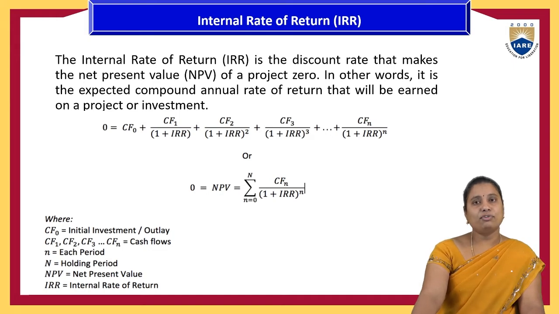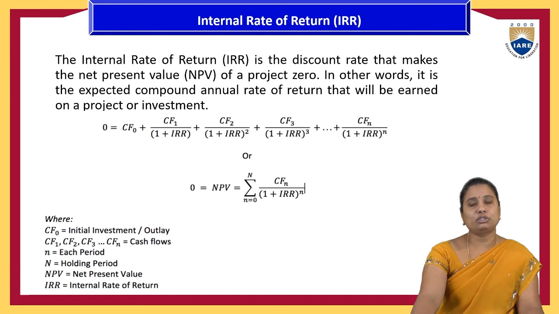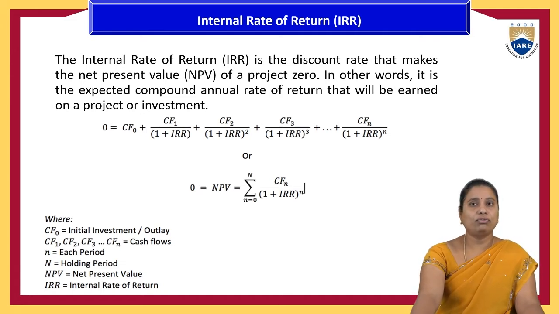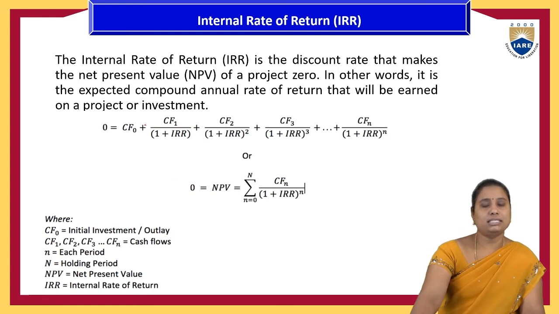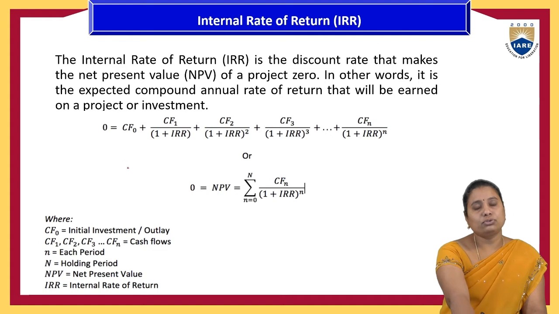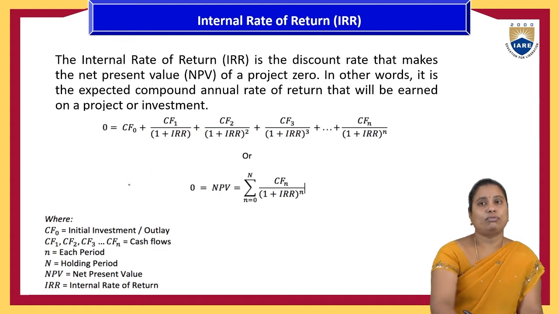Here CF0 means the initial investment at the 0-year, that is an outflow, and then the cash flows at the first year, the second year, up to the nth year are taken into consideration. Whereas on this side, the cash inflows should be equal to the cash outflows.